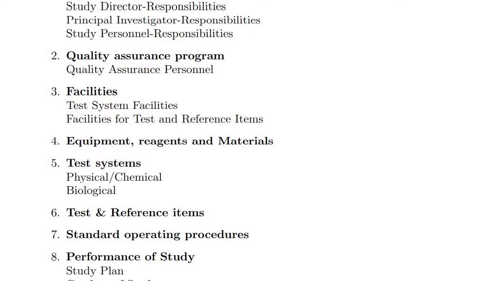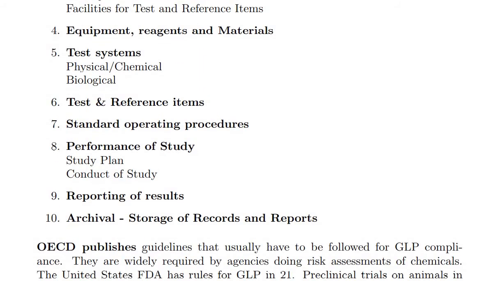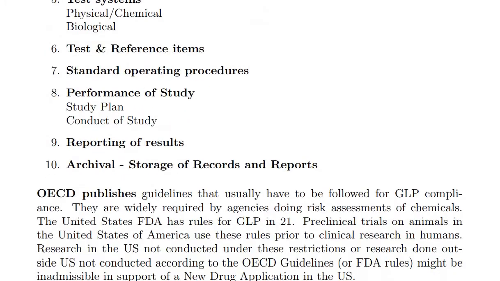After that, equipment, reagents and materials. Next, the test system: physical, chemical and biological systems, the test and reference items, and the standard operating procedures. Then performance of the study plan and conduct of the study, reporting of results, and archival storage of records and reports.